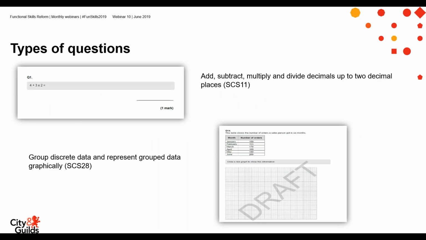Again, just to give some suggestions as to questions, and again these come from the level 1 sample that we published a couple of months ago. These are perhaps quite good examples of a mixture of context type questions and context free questions. Question 1 is about as context free as you can get, whereas question 14 obviously is a much more involved question, and is looking at data handling and grouping discrete data and representing it graphically.